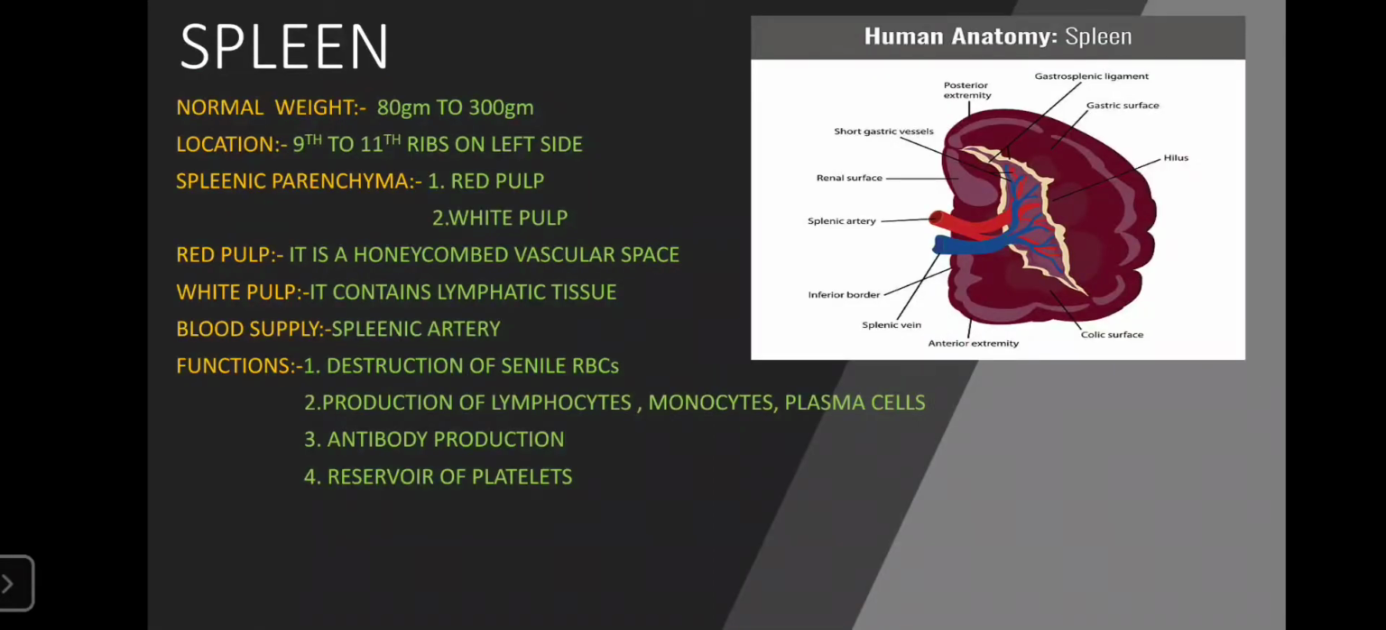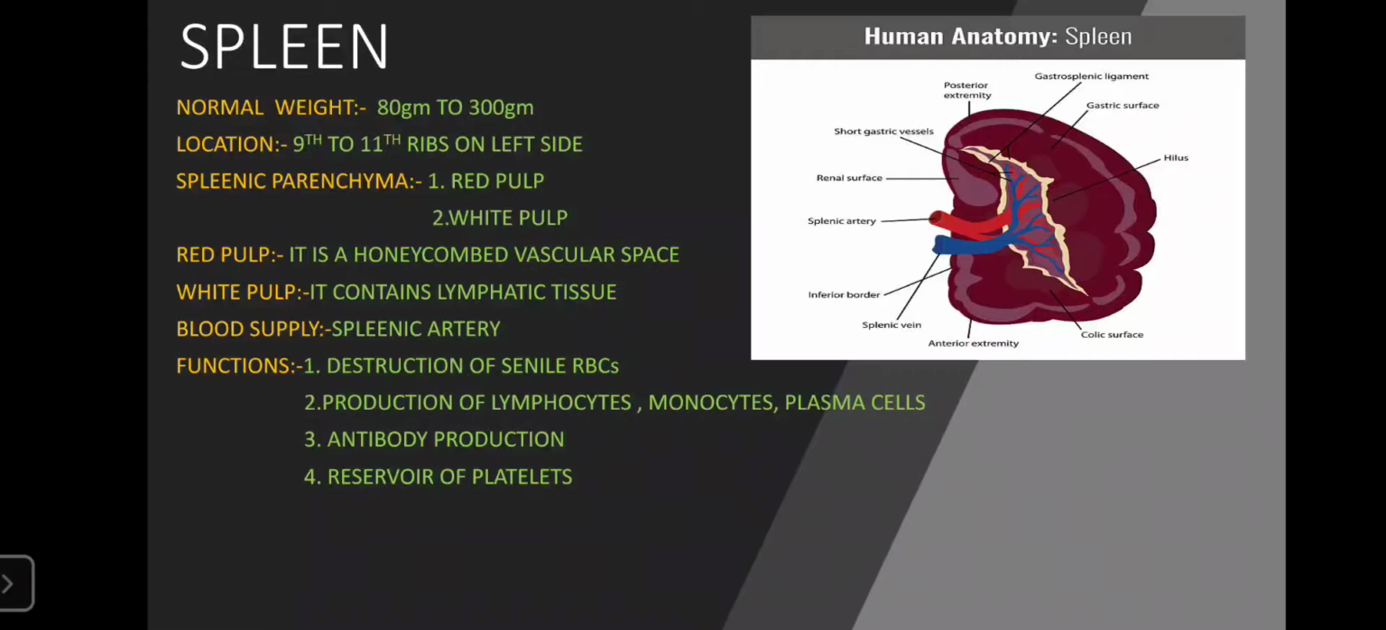So, to study the pathologies of the spleen, first we should know the anatomy and the physiology of the spleen. The normal weight of the spleen is 80 to 300 gram, which is located from 9th to 11th rib on the left side. The splenic parenchyma is of two types: red pulp, which is a honeycombed vascular space, and white pulp, which contains the lymphatic tissue. The blood supply for the spleen is the splenic artery.